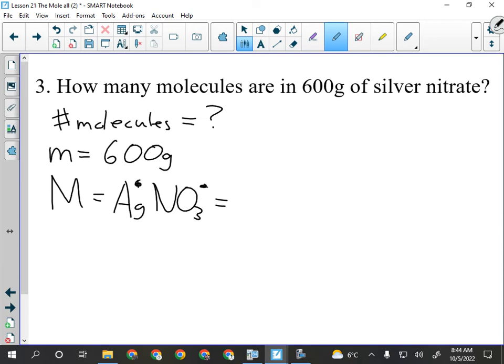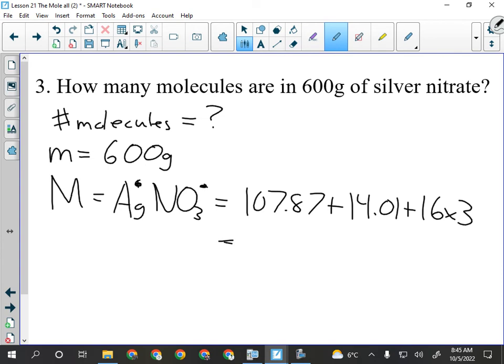So we're going to have 107.87. That's my atomic mass for silver. Plus how many nitrogens? How many nitrogens in this compound? 1. So there's the mass of nitrogen. And how many oxygens? 3. That's what we learned to do yesterday. Calculating the molar mass simply means putting in the atomic masses in the appropriate numbers and adding them all together.